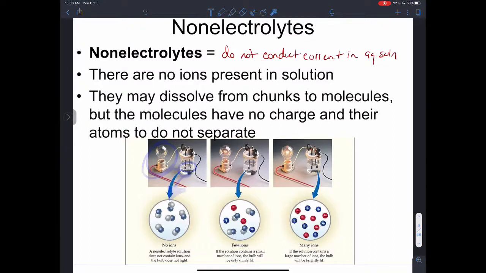This is a non-electrolyte solution compared to lighting the bulb or lighting it brightly, where we have ions in the solution. Remember, those ions are the product of either acids ionizing or ionic substances, including strong bases, dissociating in the solution.